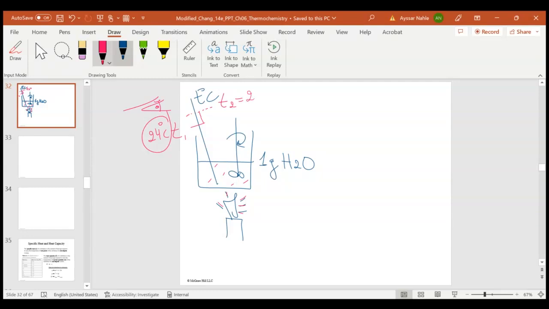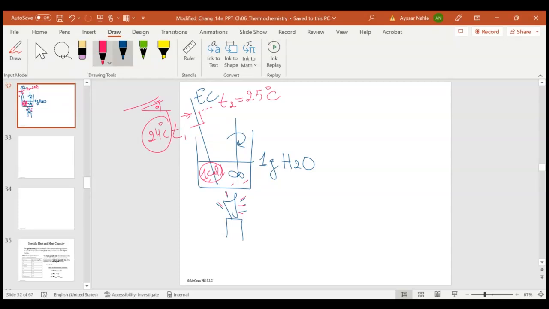And if T2 is exactly 25 degrees Celsius, it means up to this point the 1 gram of water has absorbed how many calories? 1 calorie. That means there is only 1 calorie here, because this calorie increased the temperature of 1 gram of water by 1 degree Celsius. Okay, clear?